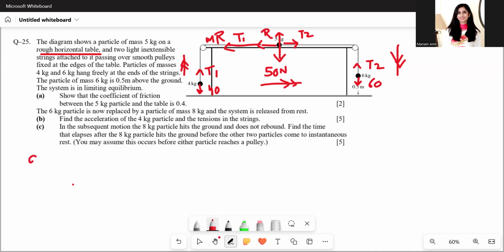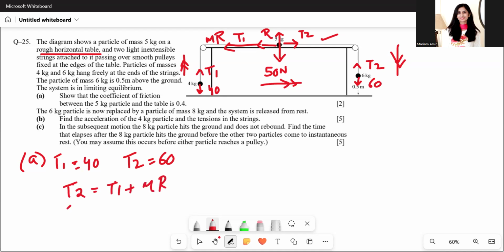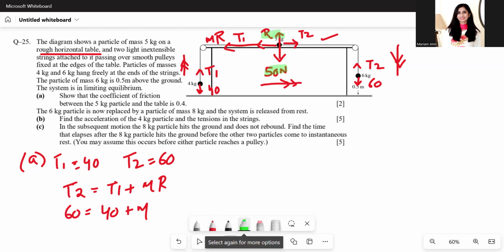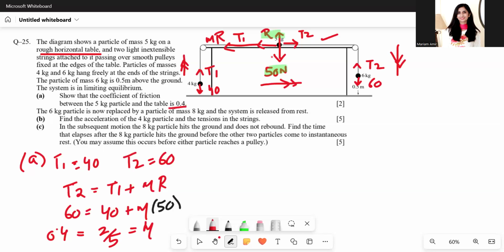Okay, so at the 4 kg particle, we know T1 is equal to 40. At the 6 kg particle, we know T2 is equal to 60. And at the 5 kg particle, the one in the middle, we know T2 is equal to T1 plus mu R. T2 is 60, T1 is 40, plus mu R, which is opposite to this. They're equal, so R would be 50. So mu is equal to 20 by 50, which is 2 by 5 or 0.4. So shown that mu comes out to be 0.4.